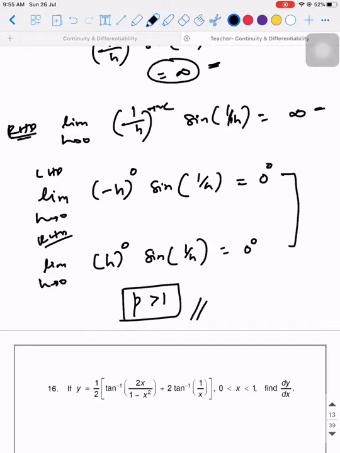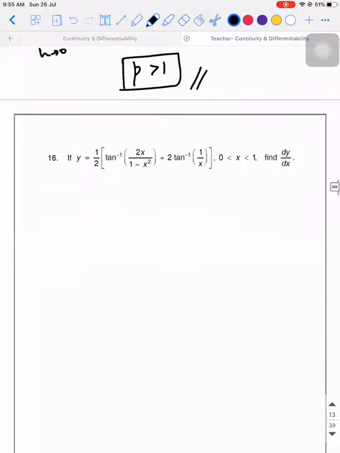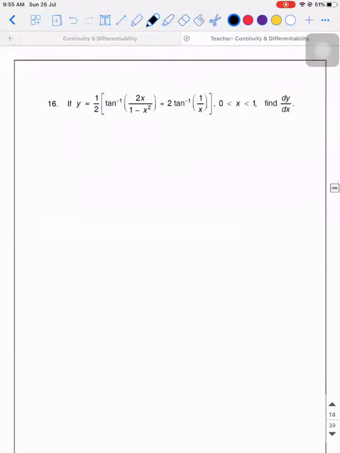Someone asked 16th. Such an introduction. Now look at this problem. The 16th one, how to solve. There are two ways to solve.